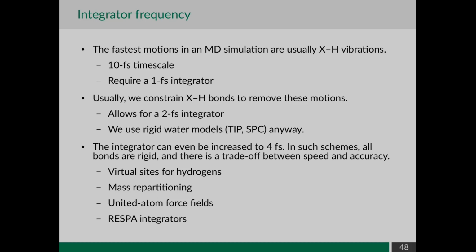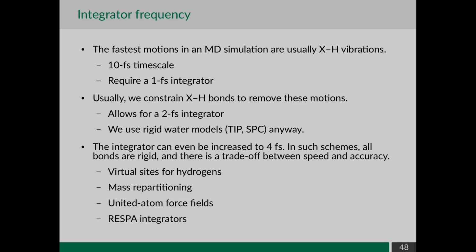It's even possible to increase your integrator frequency to 4 femtoseconds. However, when you do this, all your bonds will need to be rigid and there will be a trade-off between speed and accuracy. There are a variety of strategies to do this. In Amber, for proteins, we usually use virtual sites for hydrogens if we want to reach 4 femtoseconds. In Amber, mass repartitioning is used, where the mass, say on a carbon atom, will be split on the neighboring hydrogens to make these hydrogens bigger and therefore move slower.